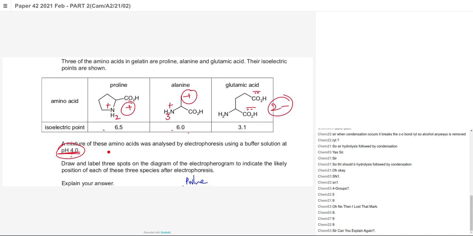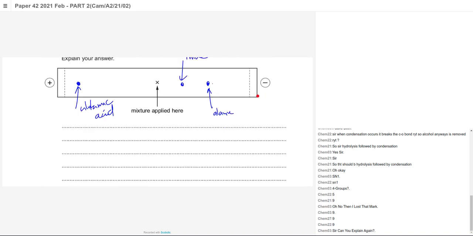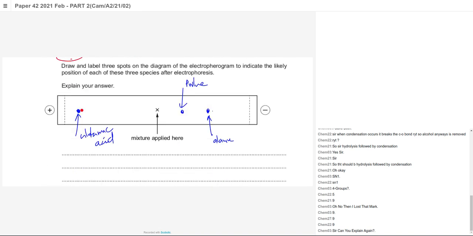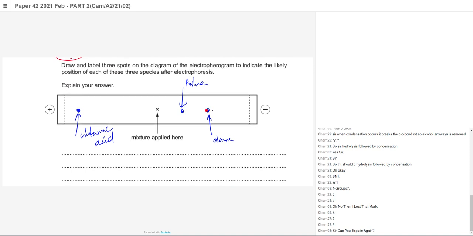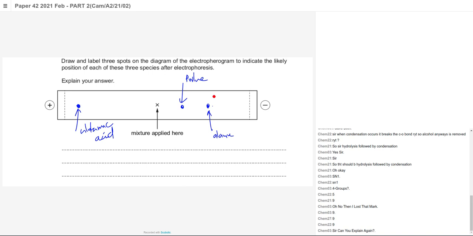If the pH is greater than the isoelectric point, here the isoelectric point is 3.1 and the pH is greater than that, we consider it as basic. That means it will deprotonate, remove the proton. So it's 2 minus here. The 2 pluses will move towards negative, and the minus will move towards positive. The 2 minus charge will travel the most distance compared to the 2 pluses. And the proline is bulky, so less distance. Alanine is less bulky, so more distance. Clear?